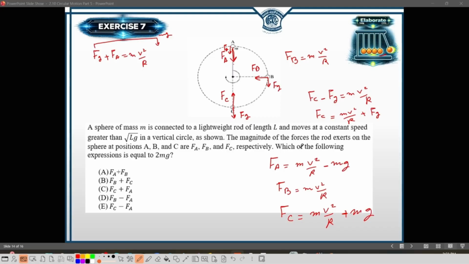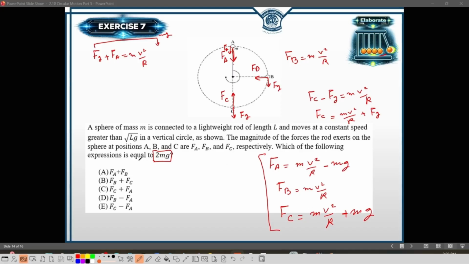Now, here in this question, we want to know which of the following expressions is equal to 2mg. It is by adding the two forces together, A and B, or B and C, and A, or the difference between the forces. Now here I have prepared the magnitude of each one of these forces. Now we need to find out which one of these operations will lead to 2mg. As you can see here, in all of these equations, the mv squared over r is explicit in each one of these equations.